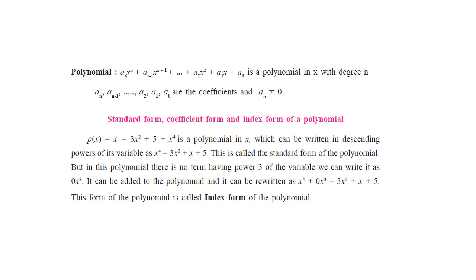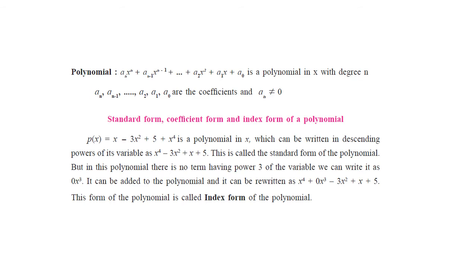Let's take the first example. P(x) equal to x minus 3x square plus 5 plus x raised to 4 is the polynomial in x. We can write it in the descending powers of the variable as x raised to 4 minus 3x square plus x plus 5. This is called the standard form of the polynomial.